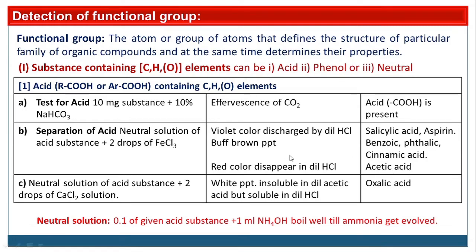If this test is negative, there is no violet color or red color, then take the neutral solution of acid plus 2 drops of calcium chloride solution. If you get a white precipitate insoluble in dilute acetic acid but soluble in dilute HCl, then oxalic acid is present.